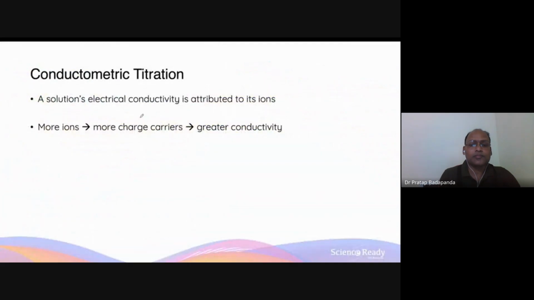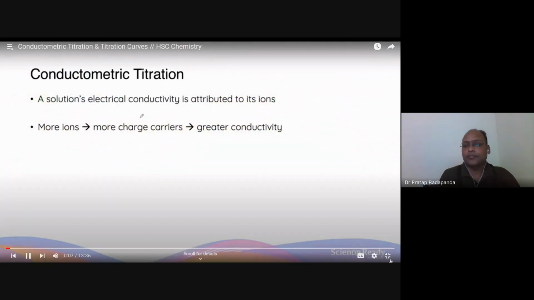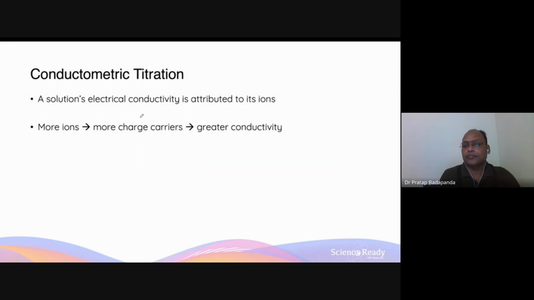The principle of conductometric titration is based on a solution's electrical conductivity, which is in turn attributed to the ions present in the solution. It's important to understand that conductivity is proportional to the amount of ions present. The more ions there are in a solution, the more charge carriers there are to carry the electrons from one side of the solution to the other side, which then gives us a greater conductivity.